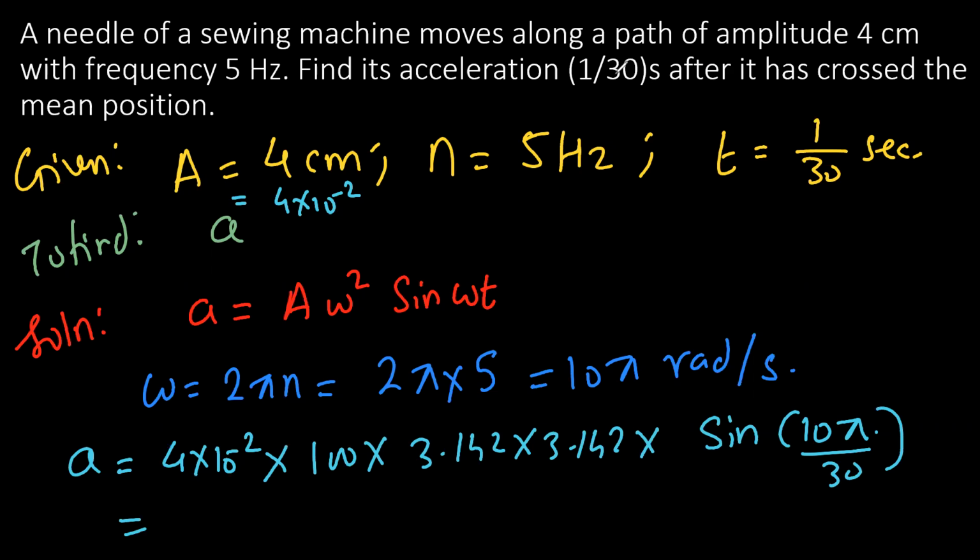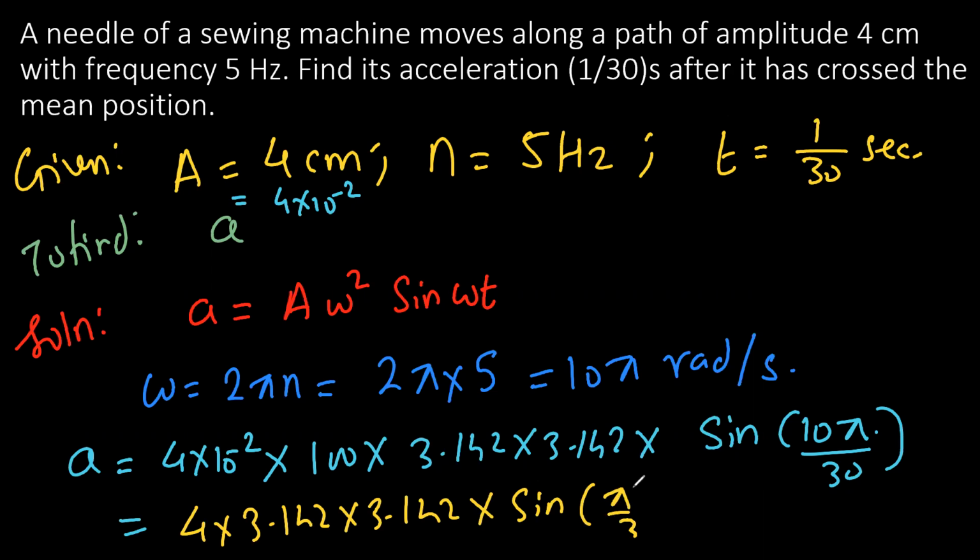Sure. So all these parameters you need to multiply. You have to do the multiplication. Let me do it simply. So this is 10 raised to minus 2, this is 100, they get cancelled. So it will become 4 into 3.142 into 3.142, sine, this will become pi by 3. And sine pi by 3 is how much? That is sine 60. And sine 60 is how much? Root 3 by 2. So you have to write root 3 by 2.